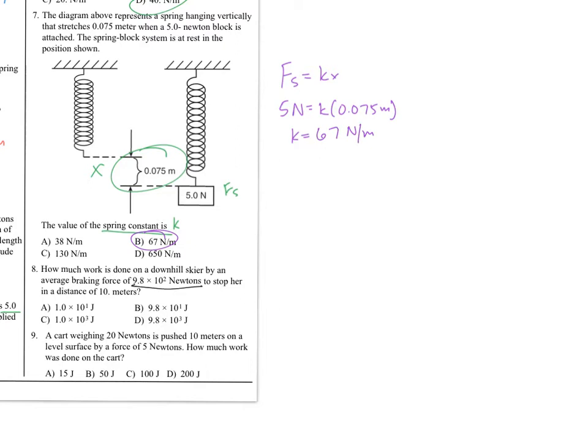8 is a work question. We have the force and a distance. Work is equal to force times distance, so we could easily find the work. Taking those two numbers, 9.8 times 10 to the 2 is the same as 980. Times 10 meters, which is equal to 9,800 joules. So that's 9.8 times 10 to the third.